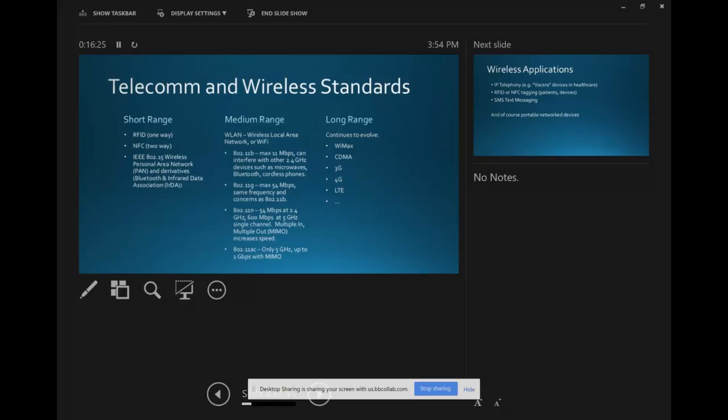So for short range, for example, my cell phone can communicate with your cell phone just by tapping them, right? You've probably played that game. That's using a protocol called NFC, near field communication. It's a particular data and physical link protocol that allows the two devices to communicate with each other. RFID is a similar sort of protocol, but instead of being two-way, it's one-way.